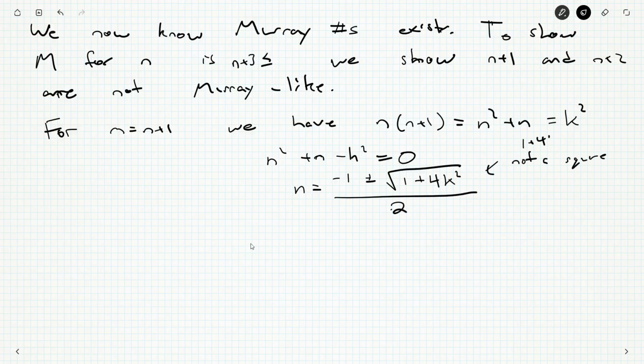So 1 plus 4k squared is not a square. So n is not an integer, let alone a positive integer. So that means you can't have n plus 1, because if you did, n times n plus 1 would have to be a square. We call it k squared. We could solve, and then, oh no, it all goes away. I should think there's got to be a better way to do that. Oh well. Doesn't matter. Now we just have one more.